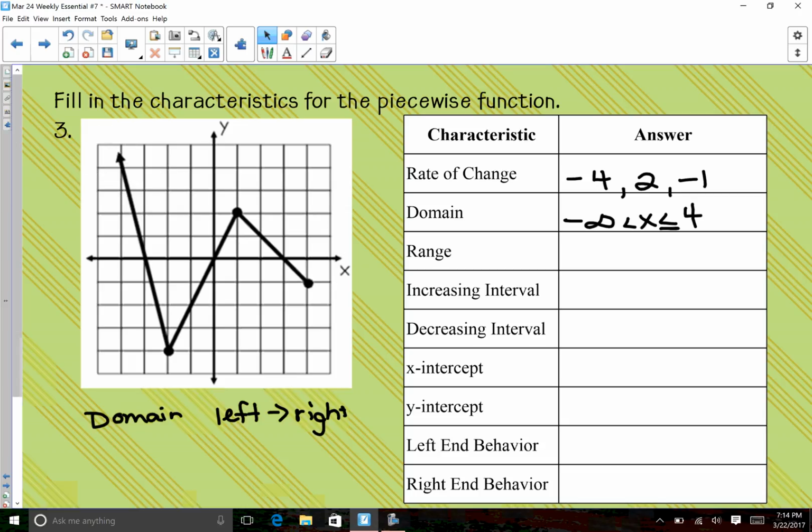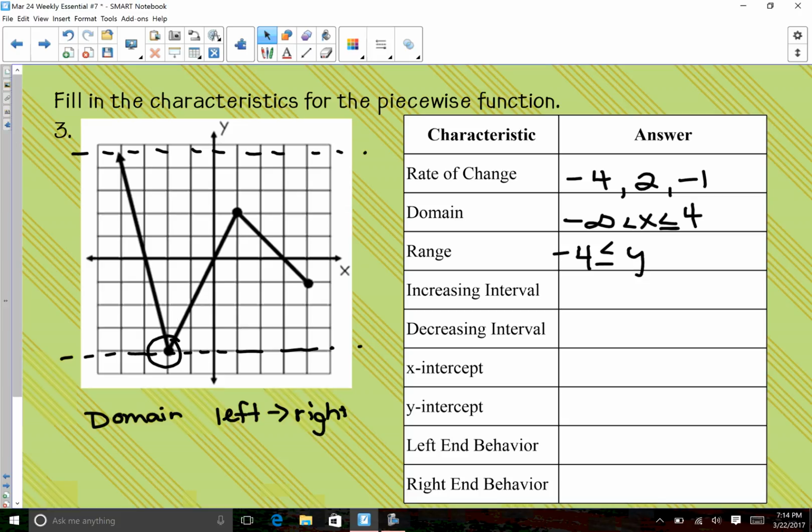Now let's look at the range. Now remember, your range is your y's, and so you're going to do bottom to top. Now, on the bottom of the graph, notice that there is a point right here. There's no arrow, there's a point. And what is the y at that point? Well, it's -1, -2, -3, -4. So the y's are going to start at -4, and because it's a closed point, less than or equal to.